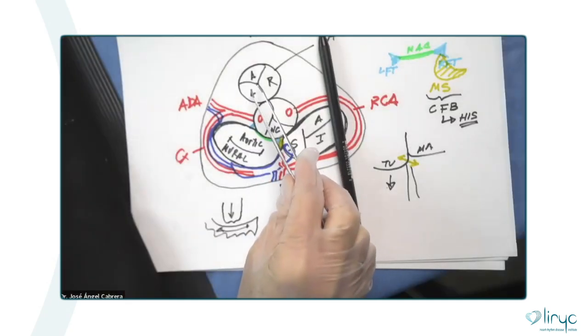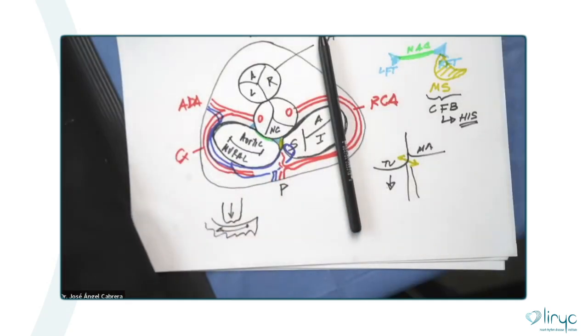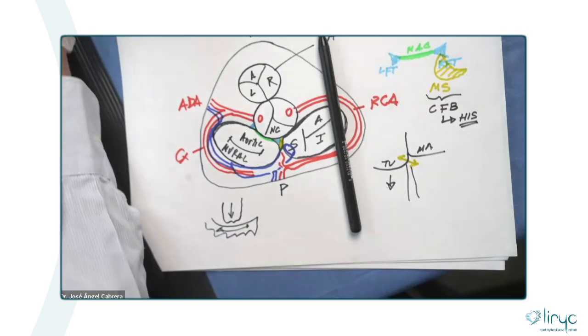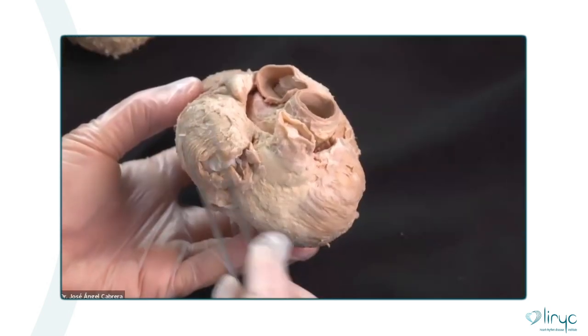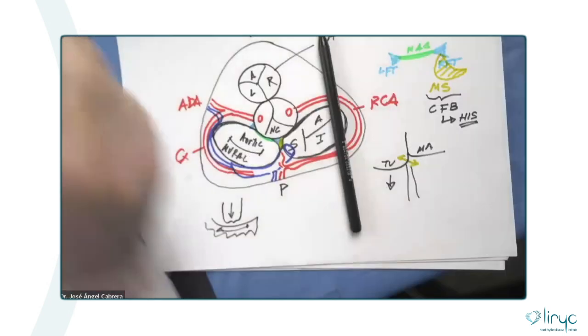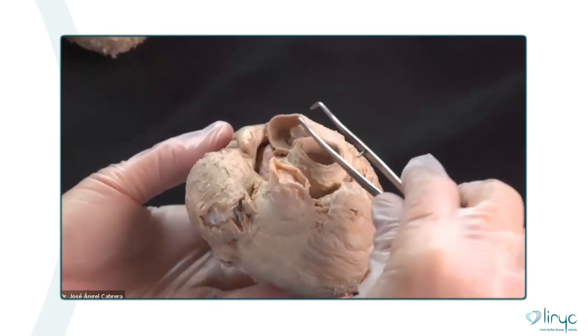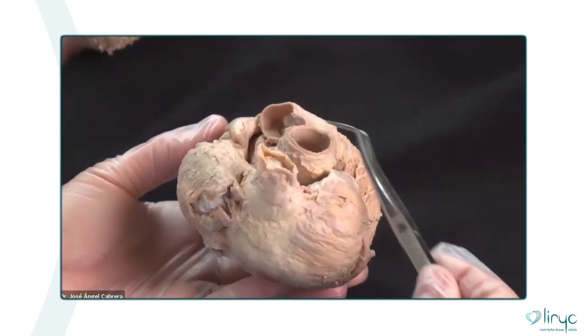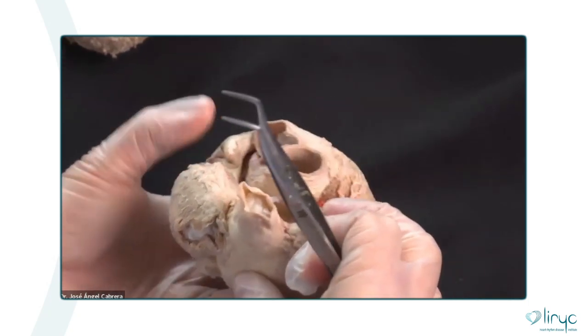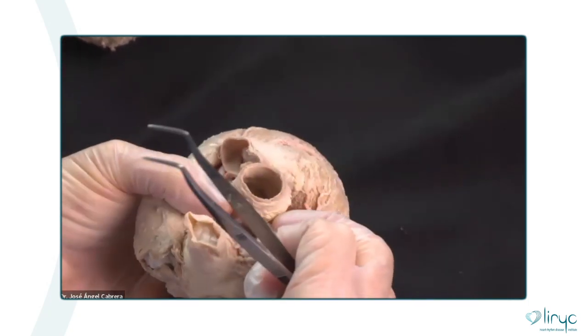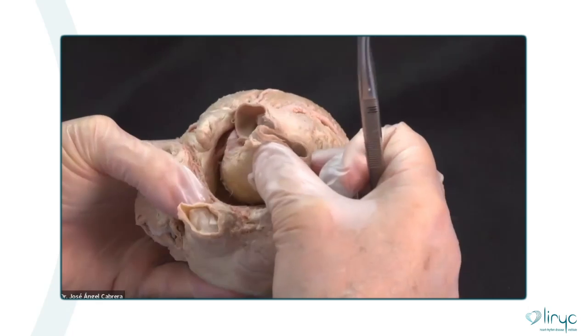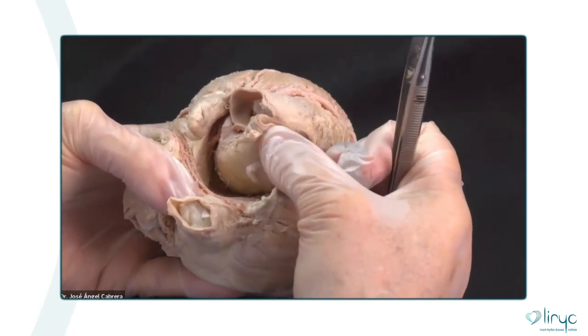Here you can see the pulmonary artery and the aorta. This is the left atrium, and this is the right atrium, left and right. And note the pulmonary artery, and here in this space you can see the transverse sinus of pericardium.